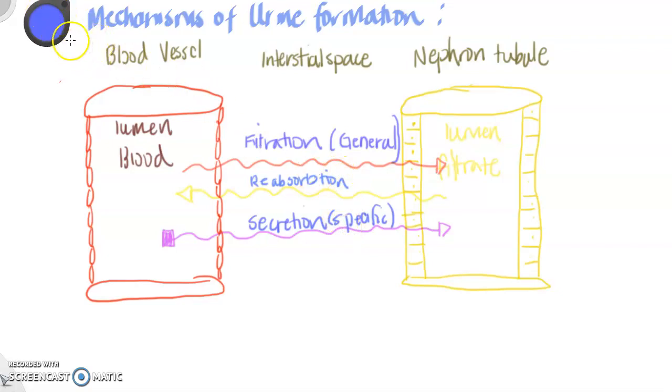The last mechanism is then excretion. So the stuff that was filtered out into the lumen that doesn't get reabsorbed, and anything that's secreted into the filtrate, then is excreted out of the body as urine.